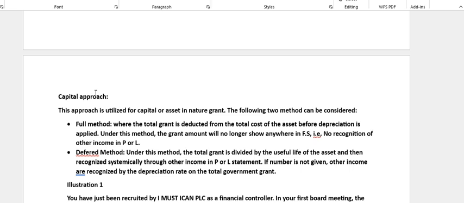But under the deferred method, let's assume that the useful life of this asset is 5 years. It means that the 20,000 grant that you have received, you are going to divide by 5 years. If you divide by 5 years, what you are going to have is 4,000. So each year, you are going to be recognizing 4,000 in other income. Whereas you are going to carry the cost of the machine at 100,000 in your statement of financial position, and then depreciate it yearly. Is that taken? When we look at the example now, you will understand it better.